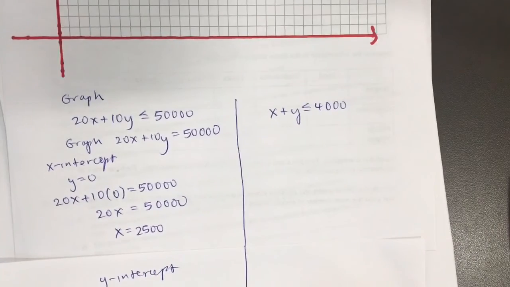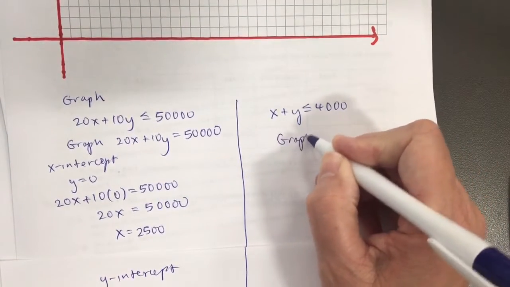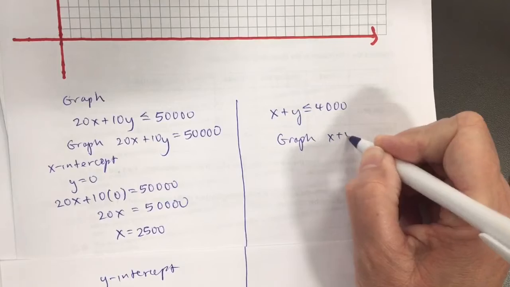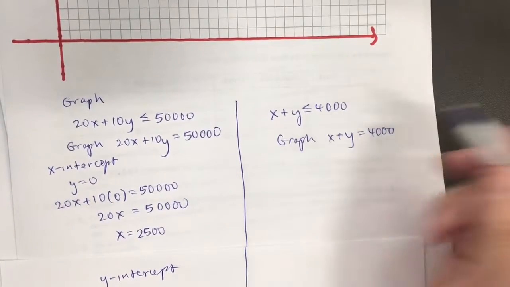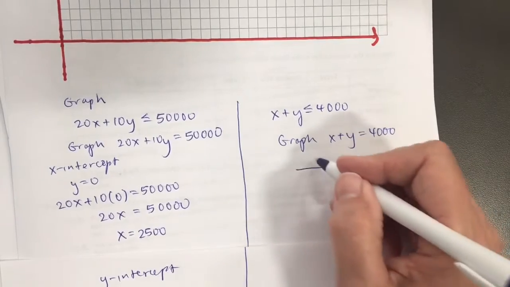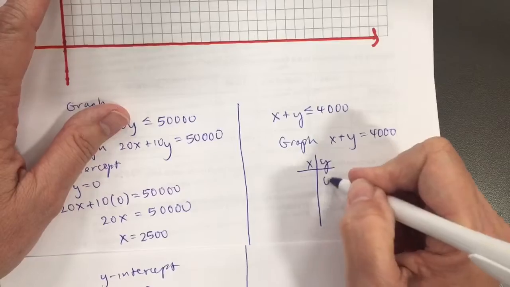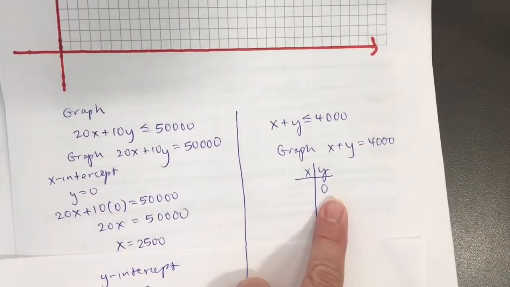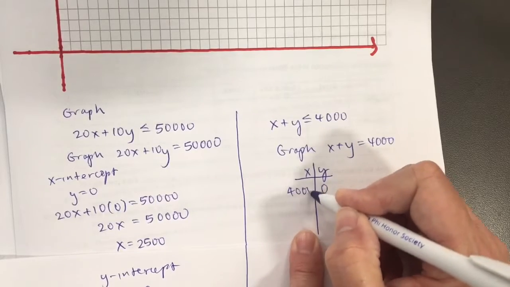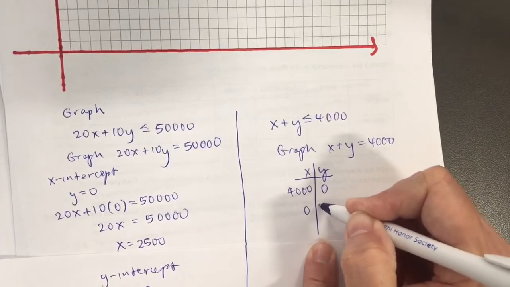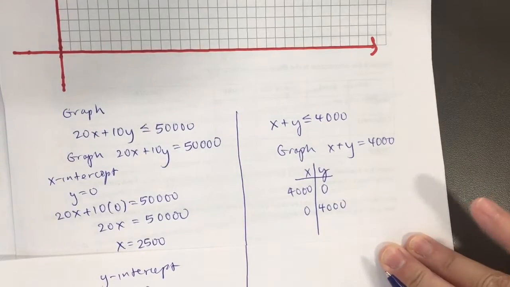For the other one, this will be a little bit easier. I need to graph x plus y equals 4,000. And that's kind of easy for the intercepts. If y equals 0, what will x be? 4,000. And for the y-intercept, if x is 0, y is 4,000.